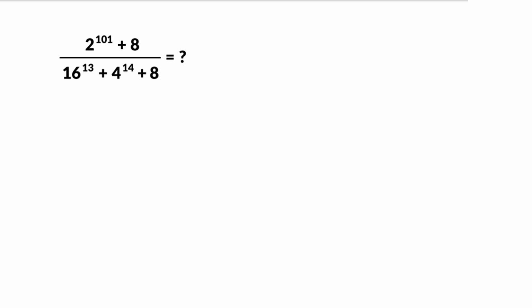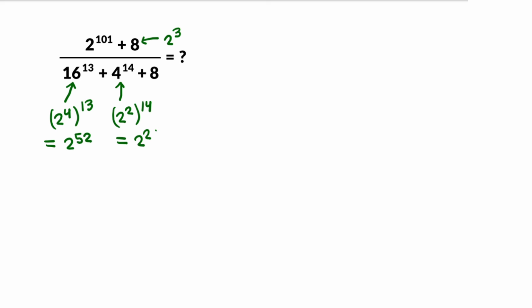In the numerator, our 8 becomes 2 to the power of 3. In the denominator, our 16 is 2 to the power of 4. If we raise that to the 13th power, we multiply the exponents to get 2 to the power of 52. Next, our 4 is 2 squared. Raised to the 14th power, that becomes 2 to the power of 28. And finally, that 8 at the end becomes 2 to the power of 3.